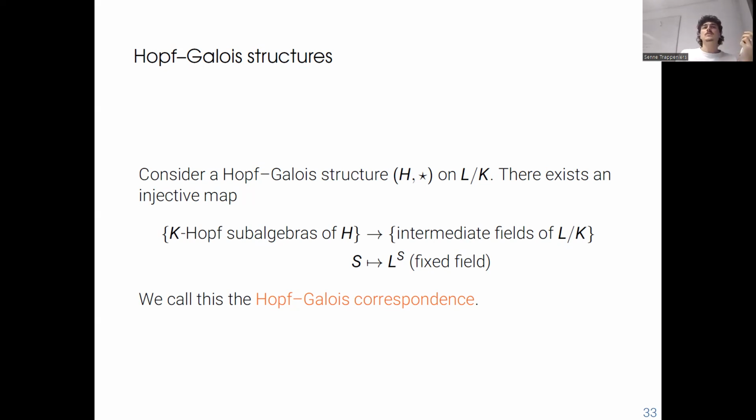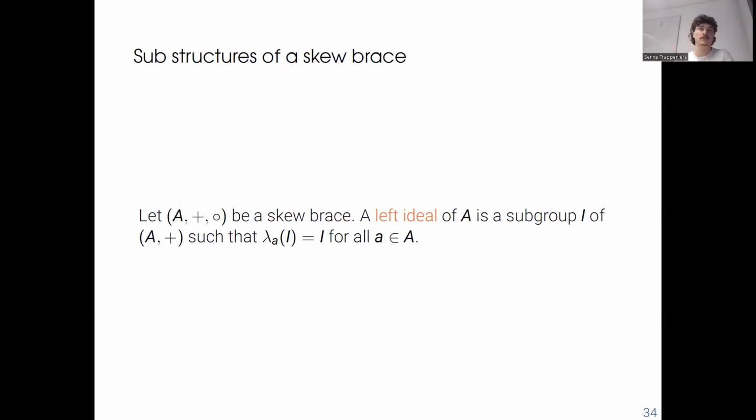Now the question would be, of course, whether our translation between Hopf-Galois structures on L over K and skew-brace structures over the Galois group, if this Hopf-Galois correspondence can also be formulated starting from just a skew-brace, and we can, in some sense, ignore the Hopf-Galois structure there. And then, of course, one should ask, well, which substructures of a skew-brace might be important?